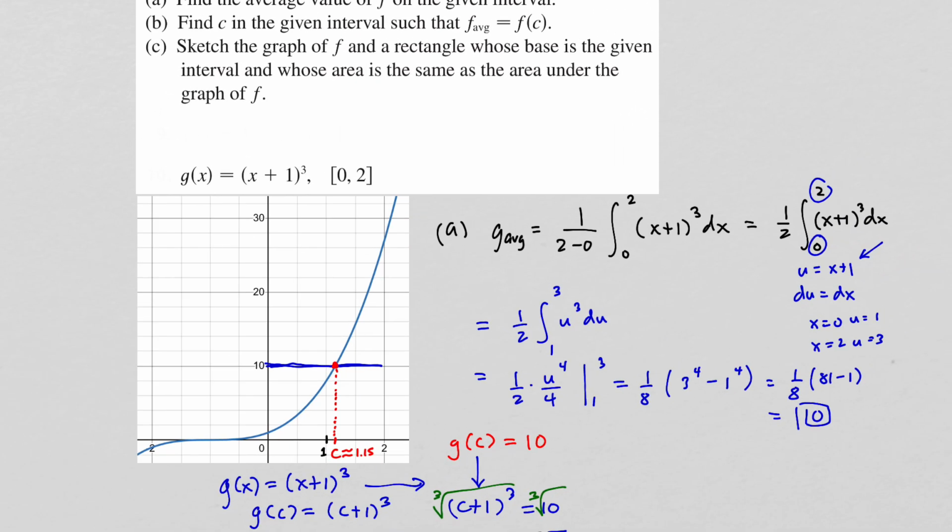Now, the graph, we already have the graph, of course. Here is the graph of the function (x plus 1) to the third power. Now, what we know is that the area under this rectangle here, from 0 to 2, is the same as the area under the curve from 0 to 2. Okay, so if we got all of this area under the curve here, that would be equivalent to the area under this rectangle here.